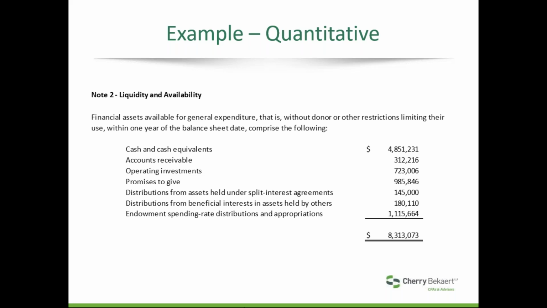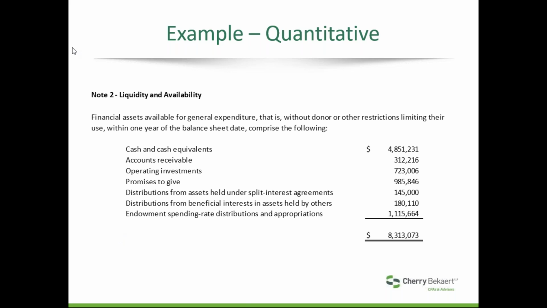The other way we've seen this presented is more of a gross presentation. For example, we've seen examples where you would list cash, accounts receivable, total investments, and if those items include endowment investments, you would show those as a subtraction. If you use the gross investment kind of disclosure, and let's say you have a board-designated endowment, you would show that as a reduction to come up with that net number. So just be mindful that there are two examples out there. One is a net presentation and one is a gross presentation.